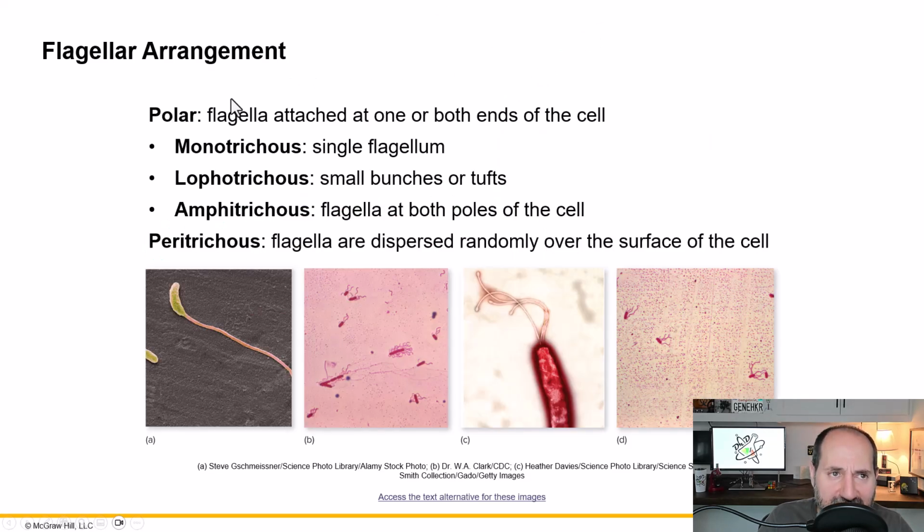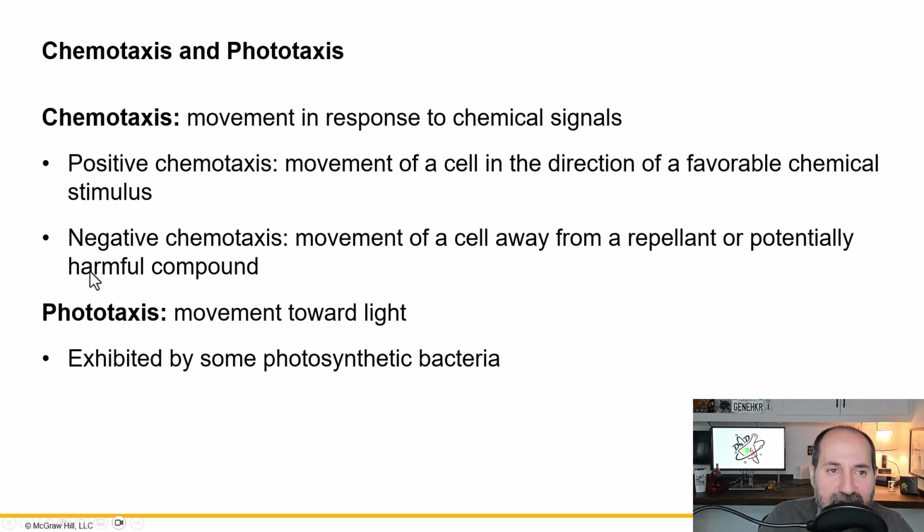Do you remember that you can have different flagellar arrangements? For example, you could have monotrichous, which means a single flagellum. Lophotrichous, meaning a tuft or a bunch at one spot. Amphitrichous, meaning a flagellum at each end of the cell. Peritrichous, meaning completely surrounded by flagella. And do you remember the term for no flagella? That was atrichous, right? Atrichous.